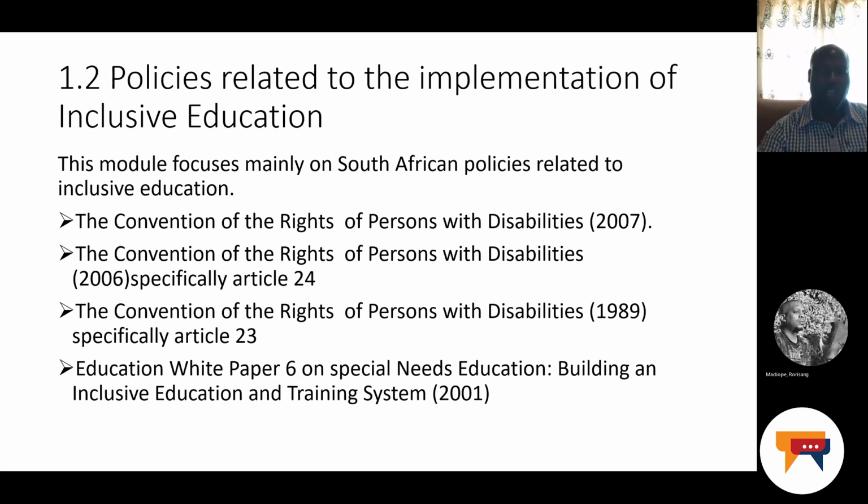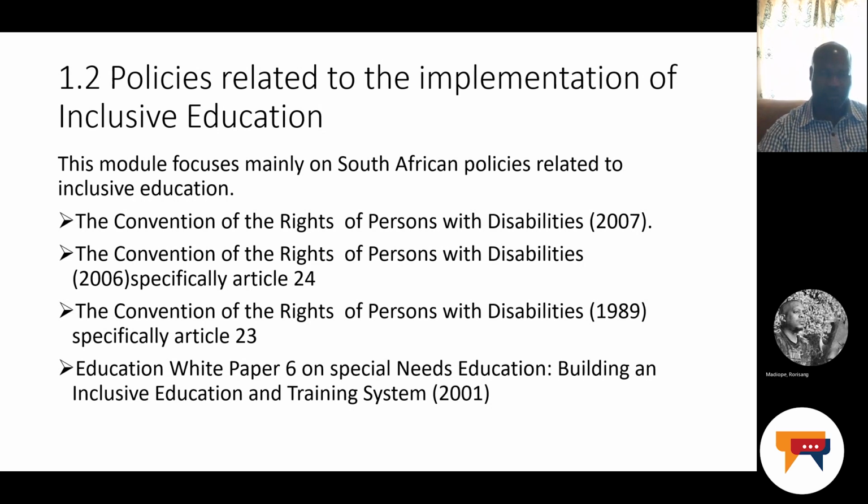The third one, that is the Convention on the Rights of the Child of 1989, with special reference to Article 23. According to this policy, the state will recognize all mentally or physically disabled children and should ensure that they enjoy a full and decent life in conditions which ensure dignity, which ensure promotion of self-reliance and facilitation of the child's active participation in the community. That is Article 23.